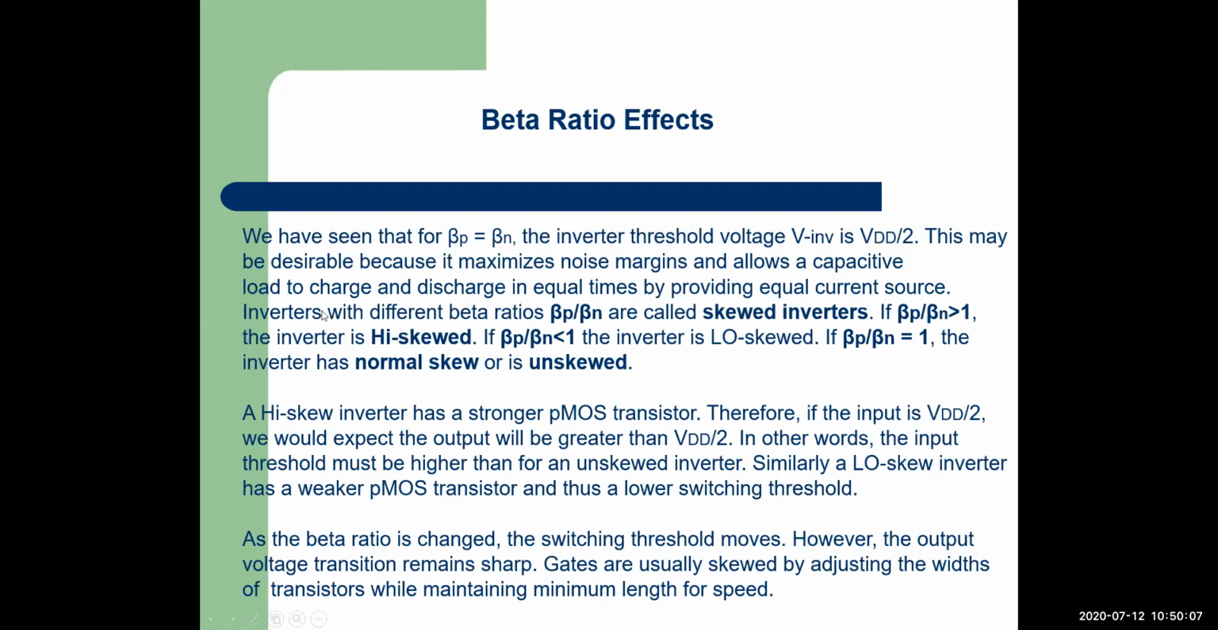If beta P and beta N are equal, the charging and discharging times are equal, providing an equal current source. The inverter with a different beta ratio, that means beta P by beta N, is called a skewed inverter. If beta P and beta N are not equal, that will be called a skewed inverter. If beta P divided by beta N is more than 1, that is called high skewed. And if beta P by beta N is less than 1, that is called low skewed.